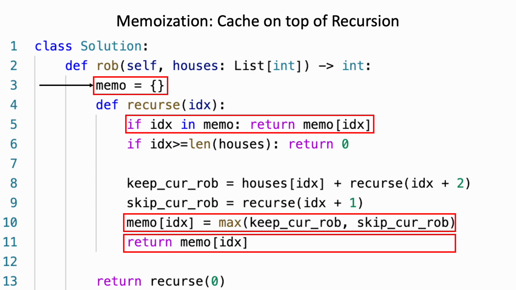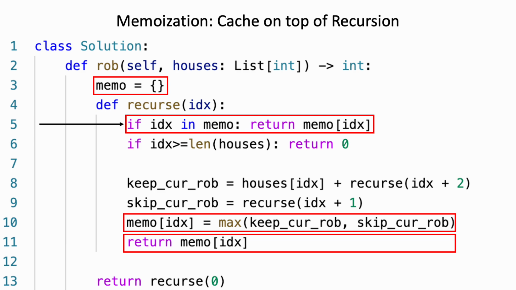We create a cache called memo, which is an empty dictionary. Next, we store the maximum rob amount at the current index in the cache memo, and we return the value of the maximum rob amount from this cache.